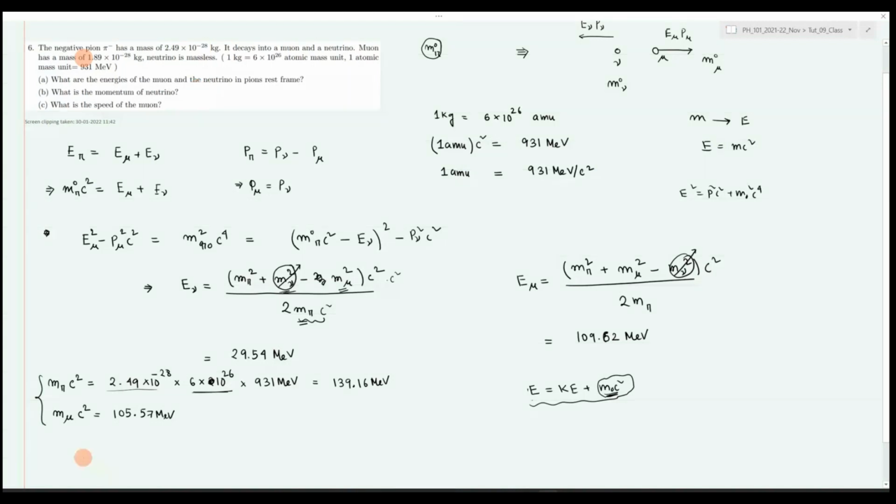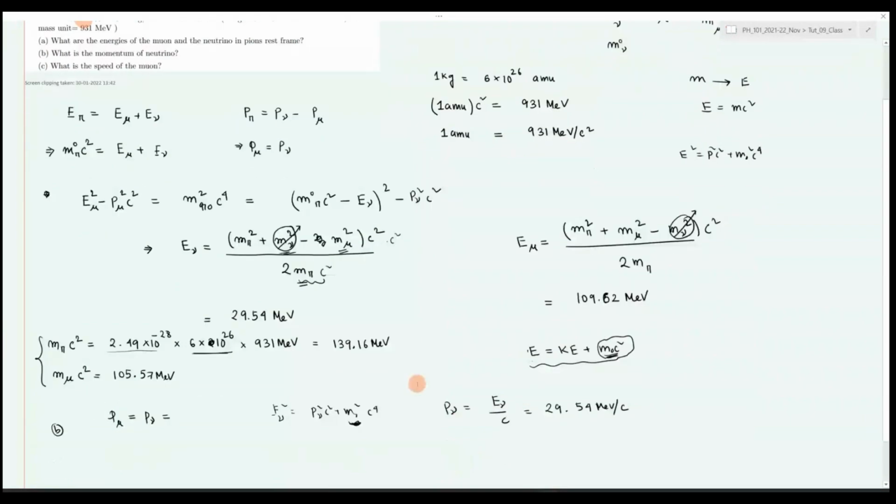Now, moving to the B part. What is the momentum of neutrino? How to do it? Using this relation, right? E nu squared is equal to P nu squared C squared plus M naught squared C power 4. Because this is 0, we will get P nu is equal to E nu by C. If you convert it, it will come out to be 29.54 MeV by C. This will be the neutrino momentum.